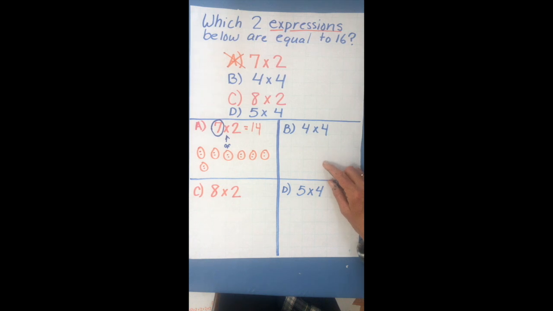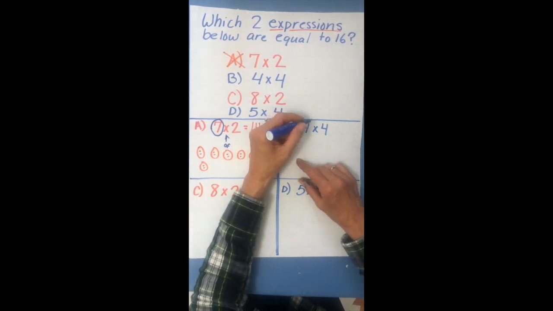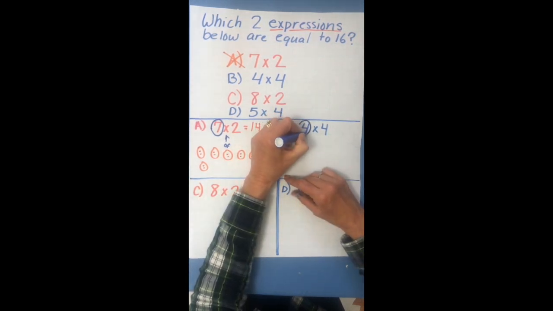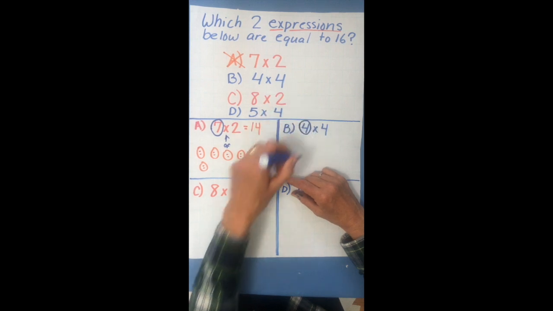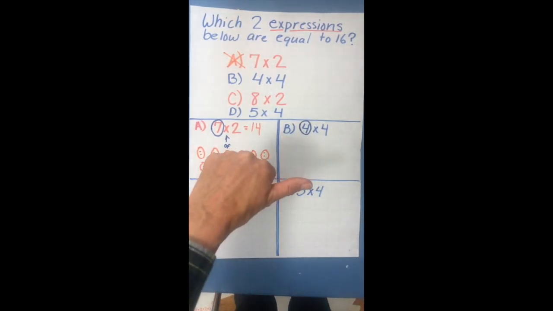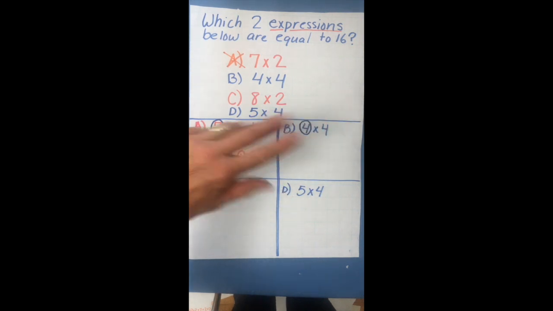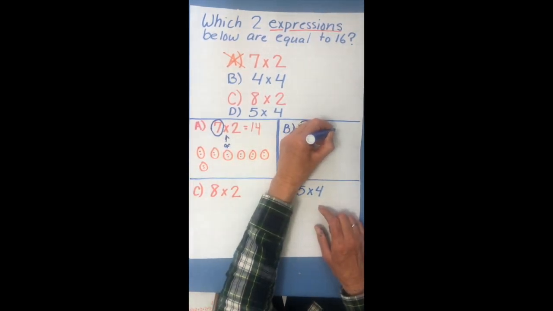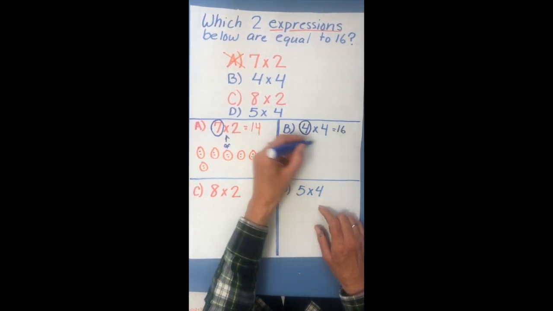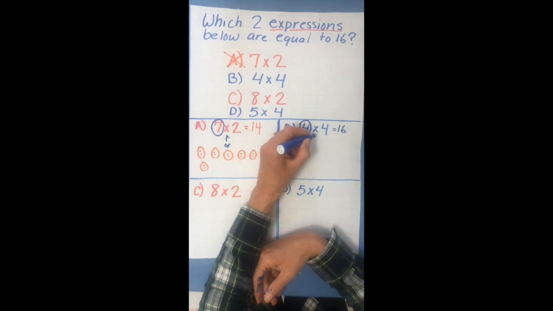Next problem. This problem here, I could do it with skip counting. This I know how many, it's how many fingers I'm gonna use. That's the skip counting song. 4, 8, 12, 16. So this is equal to 16. To double check my work, how about this time I use repeated addition?